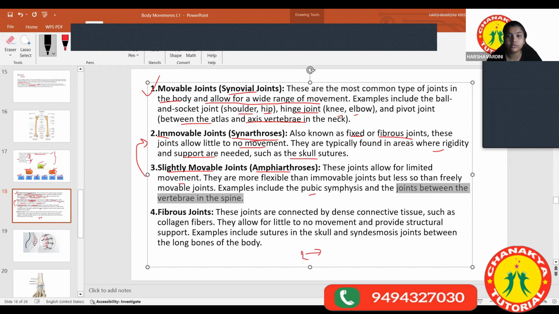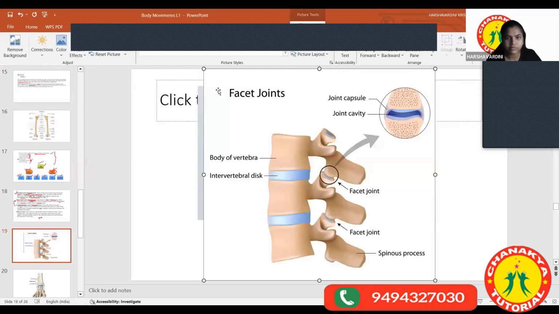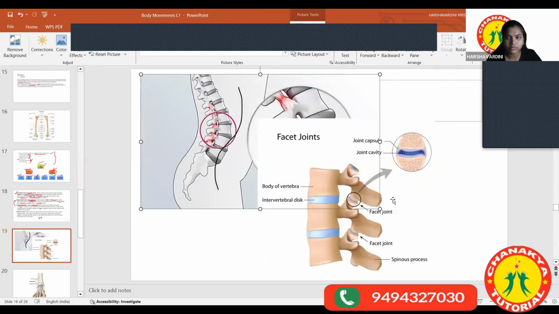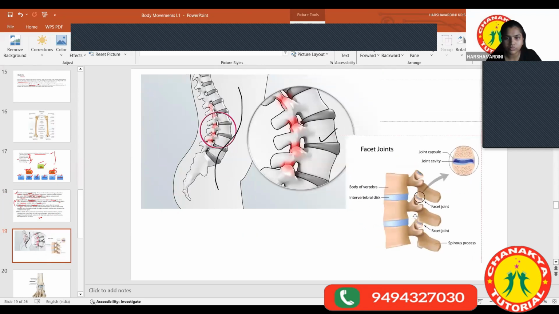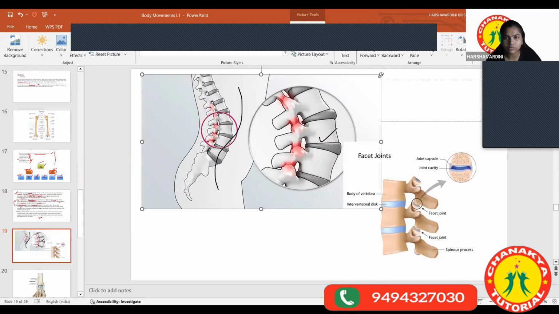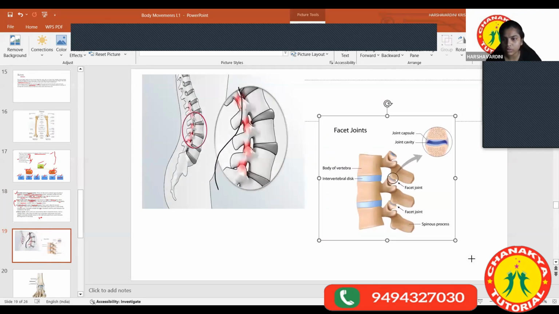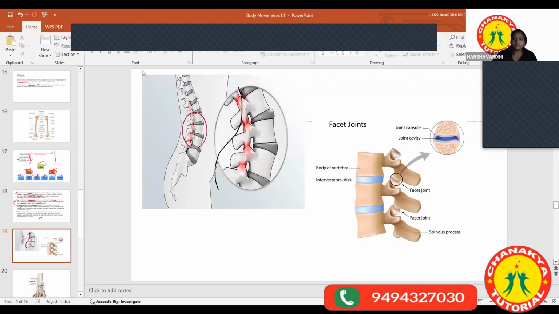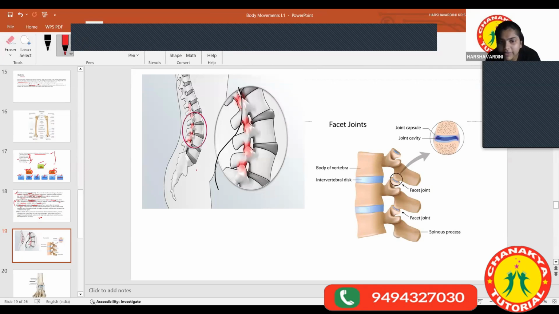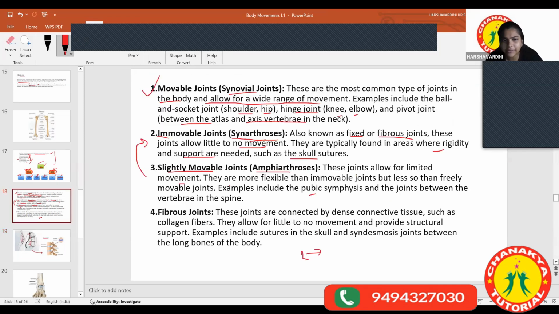Facet joints. They are called facet joints. Can you see the facet joints? So see, this is a facet. This is the extended view of this. The joint, exactly this line is there, right? The joints between the vertebrae in the spine are called facet joints.